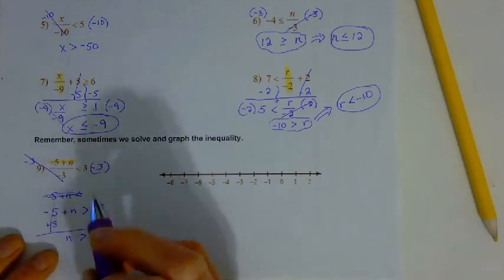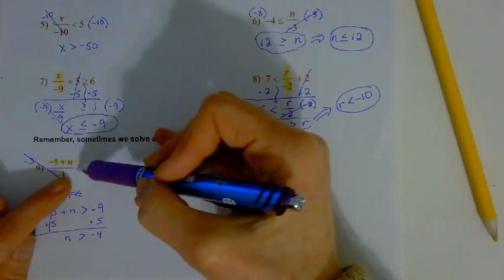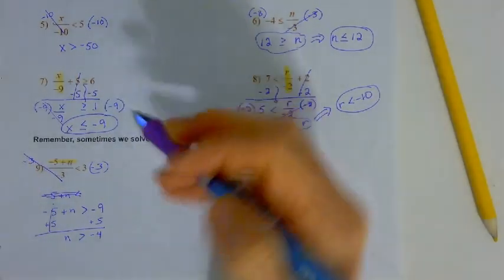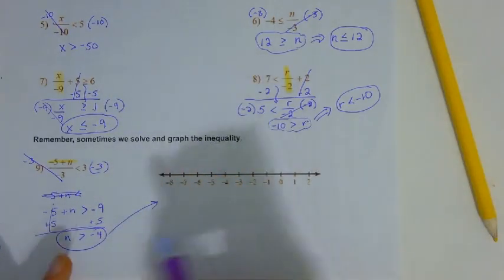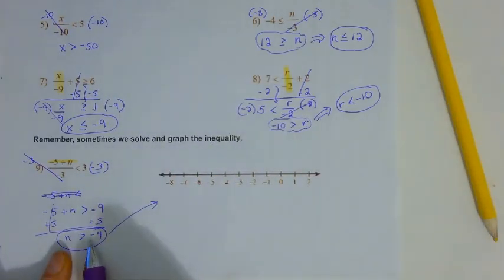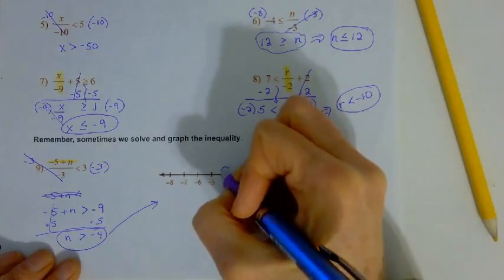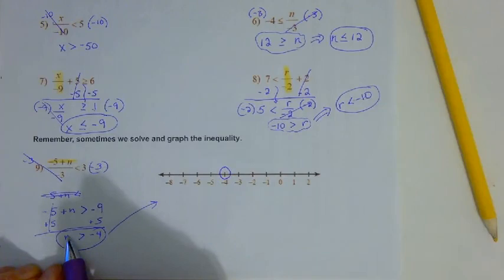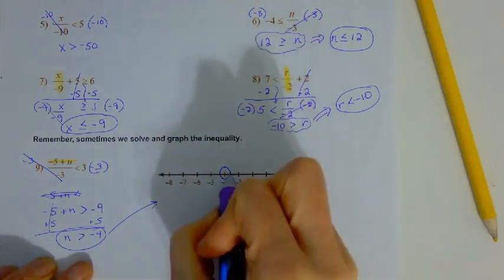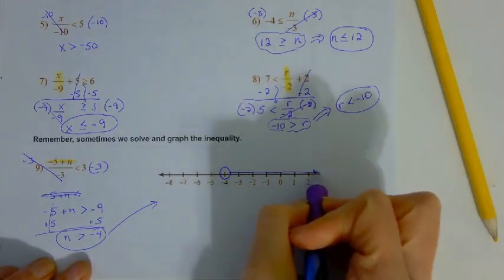And there's our solution. And remember, sometimes we have to graph our solution. So if n is greater than negative 4, we're going to put a bubble at negative 4. And we want all the numbers greater than negative 4, so we'll shade to the right. And because there is not an equal sign, we will not fill in the dot.